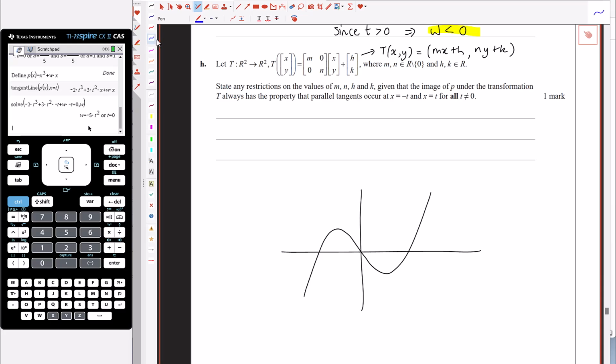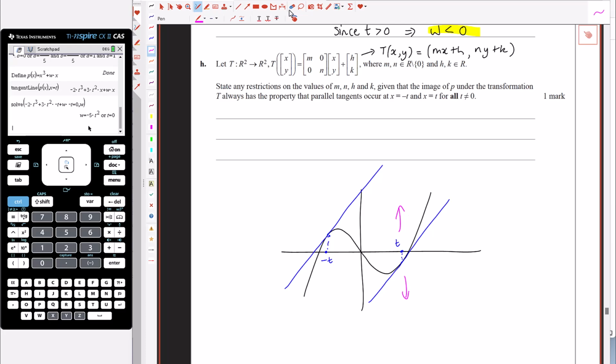If I pick a point over here at negative t, and therefore the same point over here at positive t, and I draw the tangent at that point, those two tangents will be parallel. Now we need to think about what we could do to the graph. If we dilated this graph from the x-axis, so that is we stretched it away from the x-axis by the same factor in both directions, the gradients of those tangents would change, but they would still be parallel.